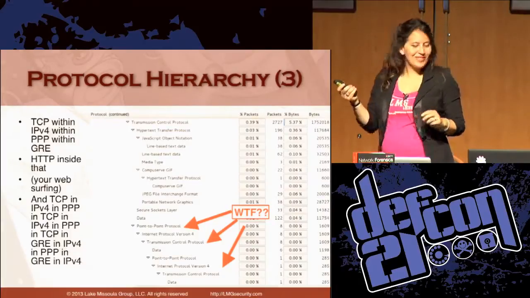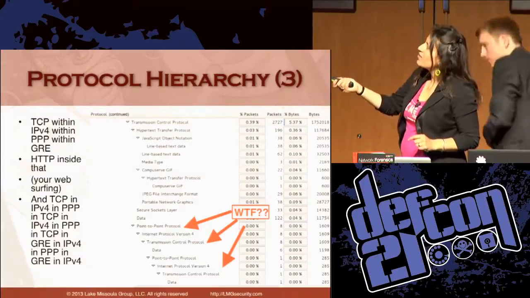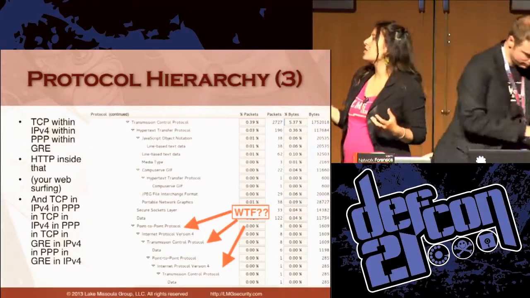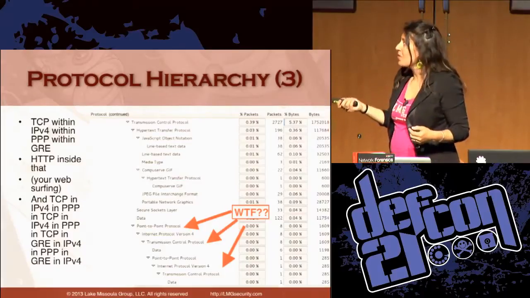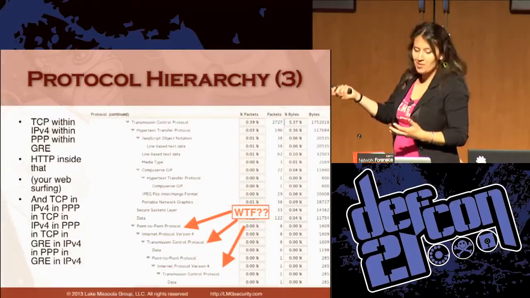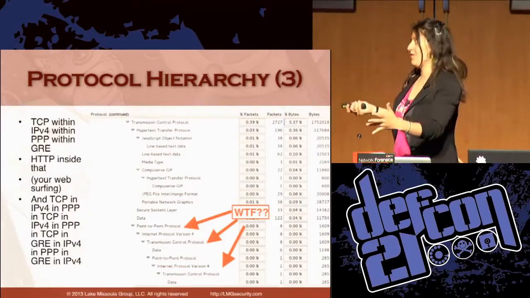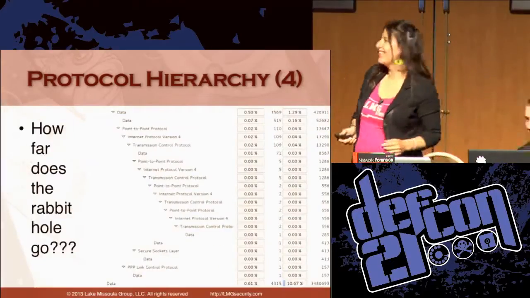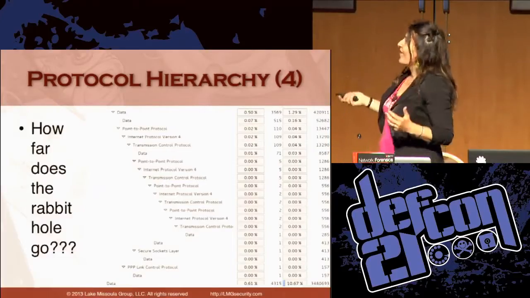All right, so we have TCP within IPv4, within PPP, within GRE. And this is where your web traffic lives, right around here. So in some cases, Wireshark can actually dissect that far and can pull out some of the higher layer traffic. And then we go down here. You see TCP in IPv4 in PPP, in TCP in IPv4 in PPP, in GRE in IPv4 in PPP, in GRE in IPv4. And we're not done. I don't know how far this rabbit hole goes. It just kept going and going and going.